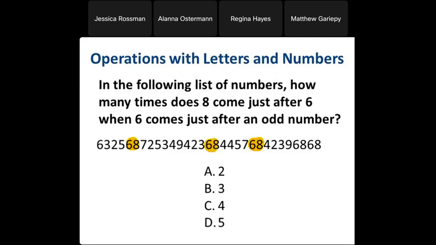Next, find any of the 6-8 pairs where the 6 comes just after an odd number and count how many times this happens. So in this problem, there are 4 times where 8 comes just after 6 and the 6 comes just after an odd number. So Jessica has highlighted these for us.